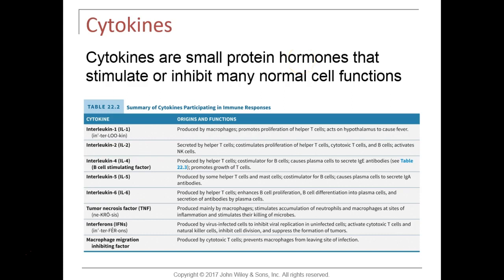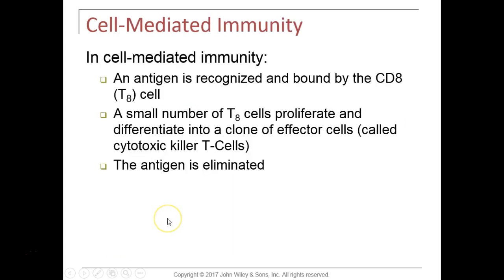So here you can see some different hormones, which are called cytokines, that ultimately are a part of our immune responses. I want you to review these, what are called interleukins, and what they do, their origins and their functions. I'm going to talk about a couple of them specifically in a second, but make sure you review this table to know what these particular signal molecules are doing. So let's talk about cell-mediated immunity.